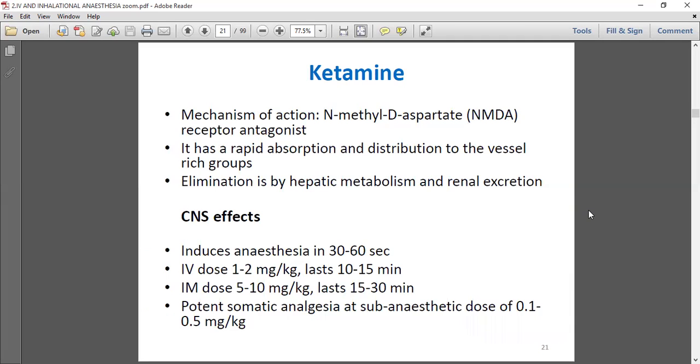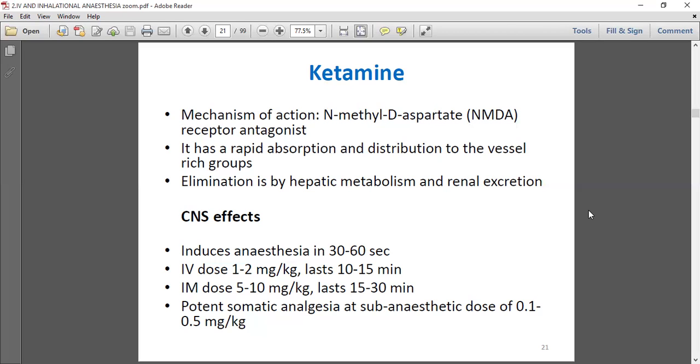So mechanism of action, it acts on the NMDA receptor, the N-methyl D-aspartate receptor. It is an antagonist of that receptor. I tried to find out what that receptor does. The NMDA receptor is an ionotropic receptor that allows the transfer of electrical signals. On the other hand, sodium thiopental allows the transfer of chloride ions. That's how it acts, chloride ion transfer. But this one is transfer of signals.